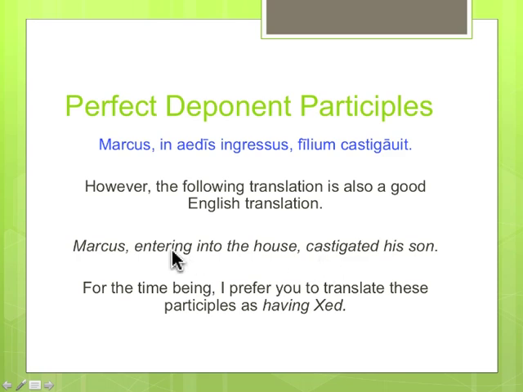And there's a little problem. Latin actually has a participle that literally means "entering into the house," and it's for actions that are incomplete with respect to the main verb. So if you said literally "Marcus entering into the house" in Latin with the Latin participle that corresponds to "entering," he would have to be entering at the same time he castigated his son. But clearly, first he enters, then he castigates his son. Therefore, Latin must use the perfect participle. It has to use the form ingressus.